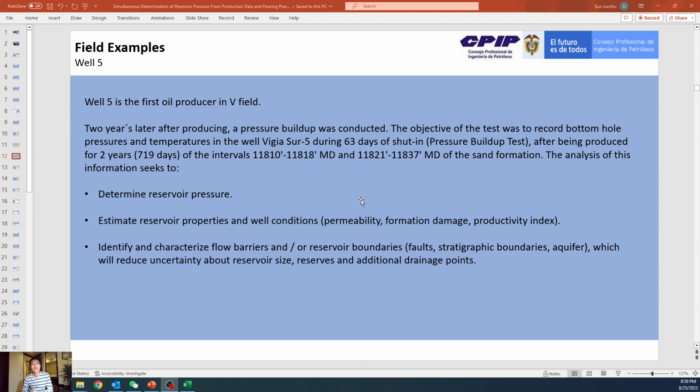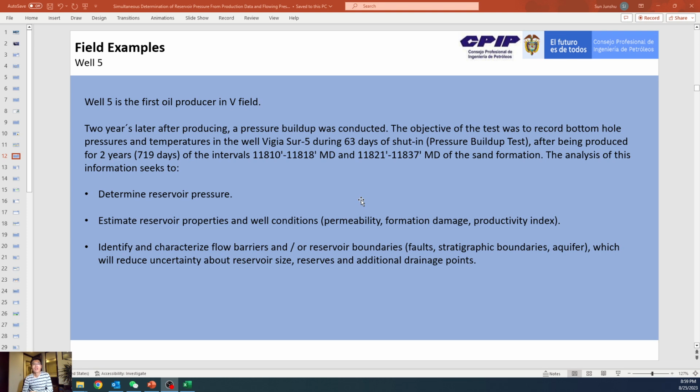After being produced for 2 years, that is 719 days, the intervals are 11,810 feet to 11,818 feet in the middle, measured depth, and 11,821 feet to 11,837 feet in measured depth of the sand formation.